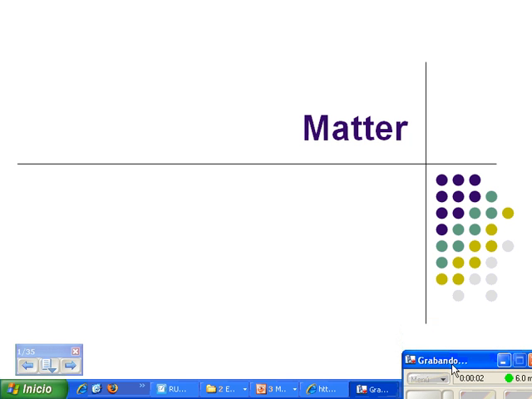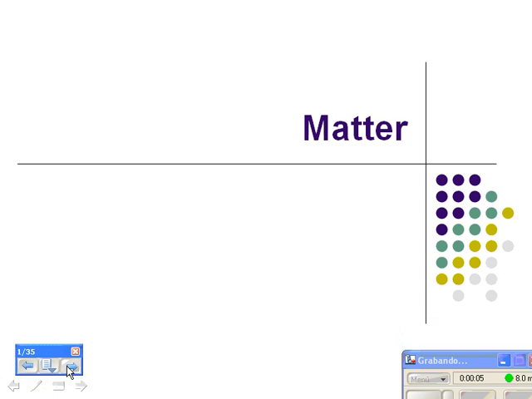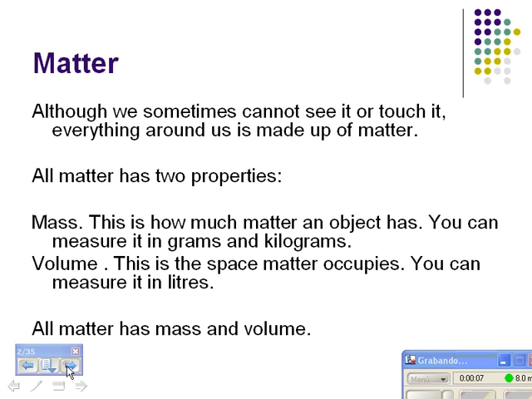Unit 7, Matter. Although we sometimes cannot see it or touch it, everything around us is made up of matter. All matter has two properties.